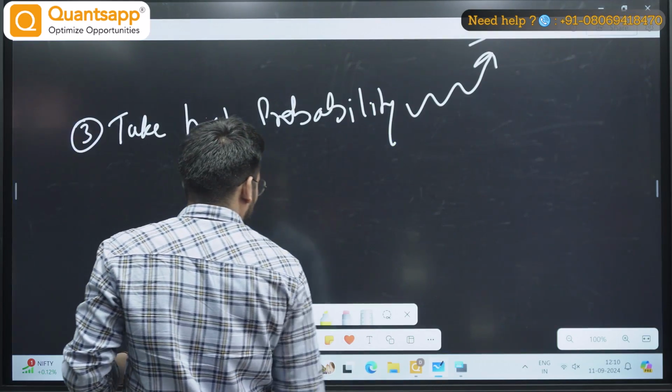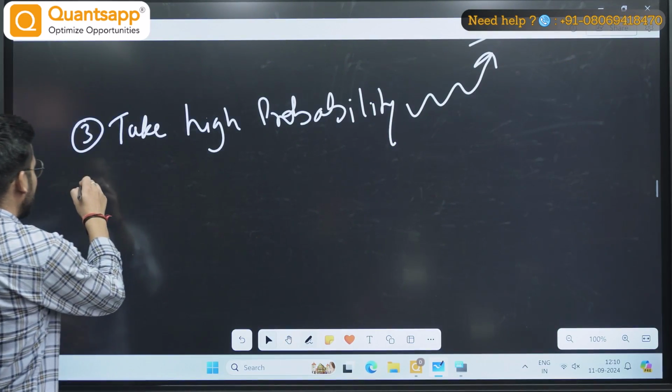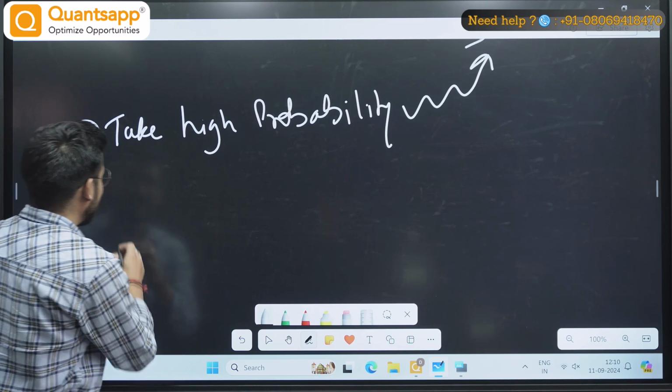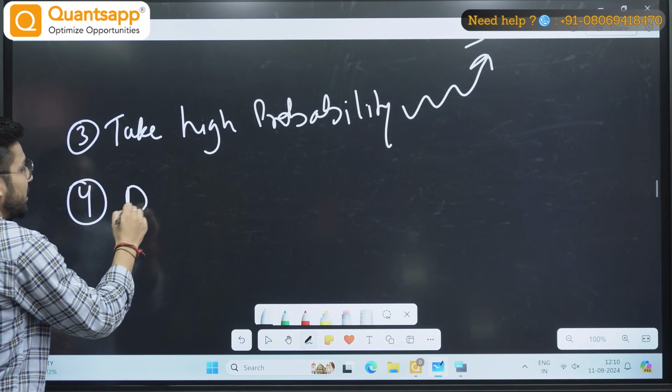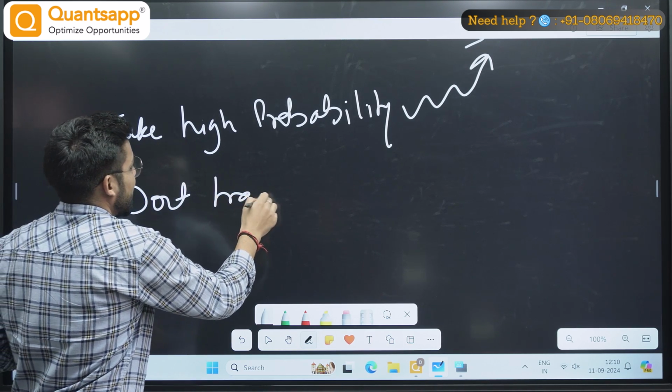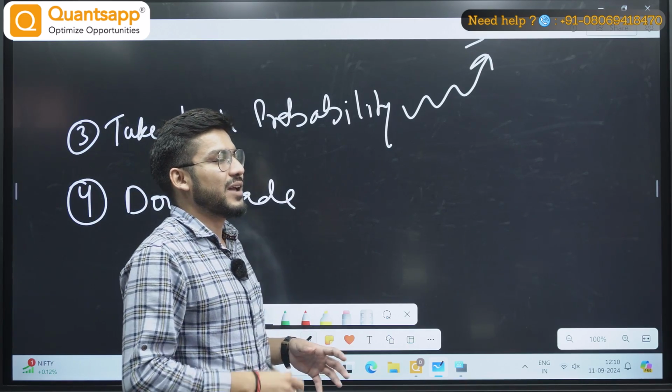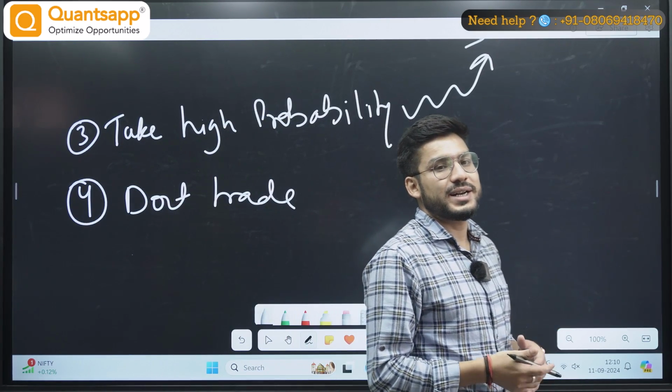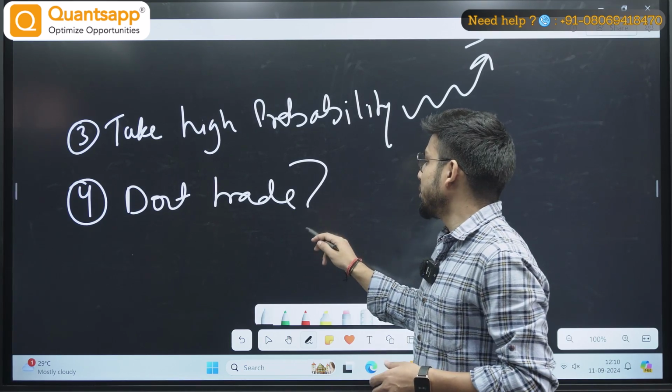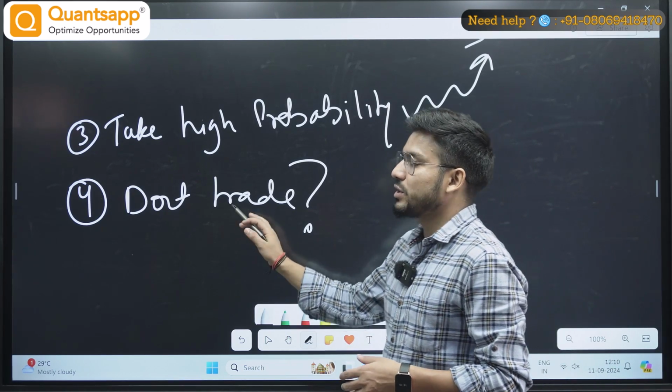Now the fourth point will be: don't trade in penny stocks. Don't trade in penny stocks. Many traders, if they have low capital, go for penny trades. Now what is the reason I'm telling you not to go for penny stocks?